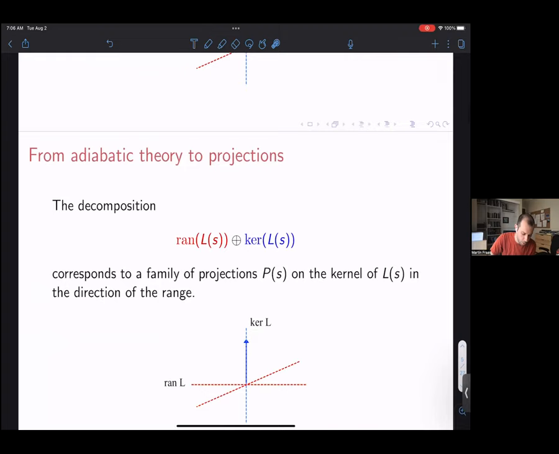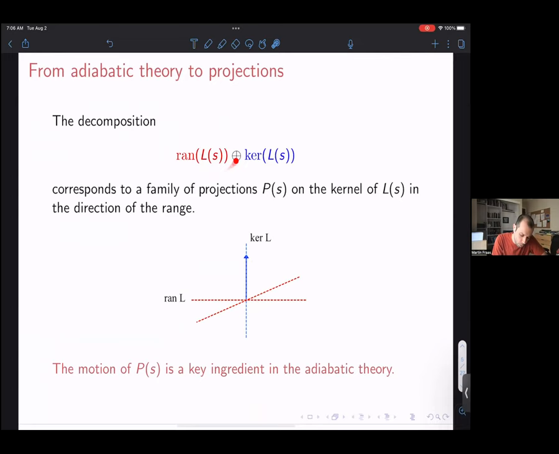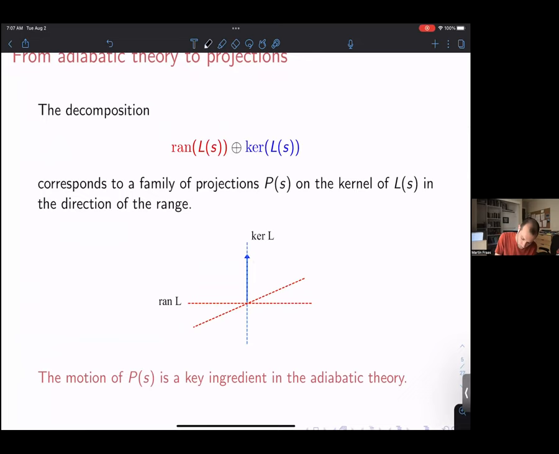So how is adiabatic theory connected to projections? Anytime you have this kind of decomposition into range and kernel, into fast and slow parts of the space, there is a corresponding family of projections that I would denote P of S, that projects on this kernel. P of S projects vectors on the kernel in the direction of the range.